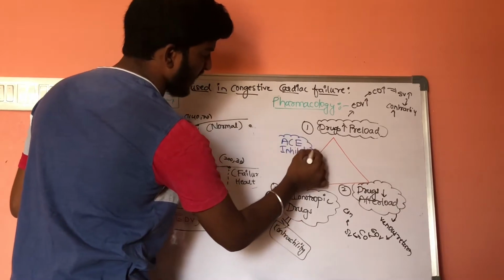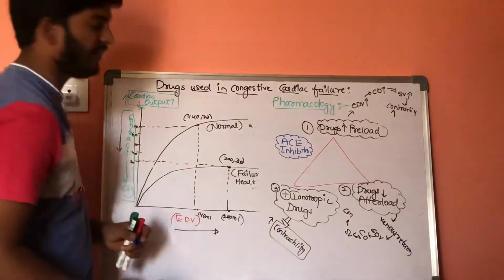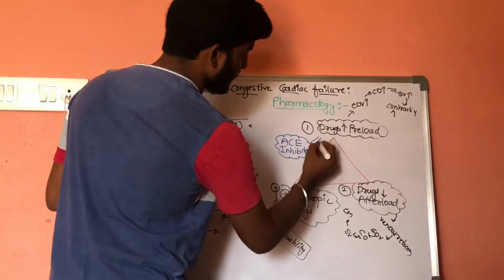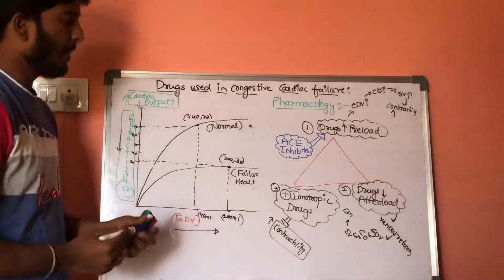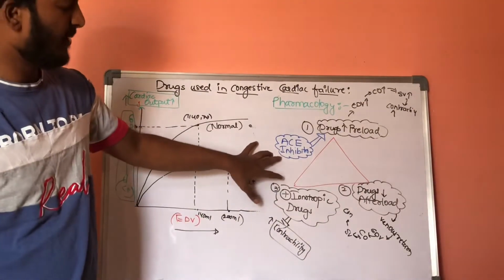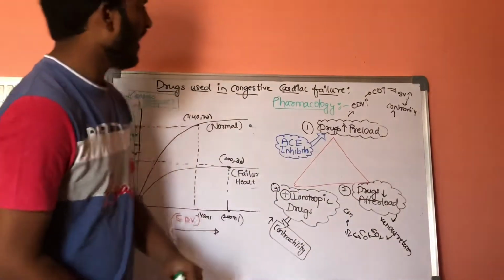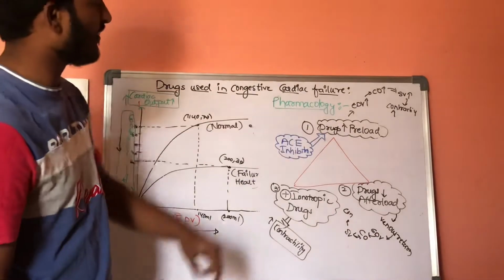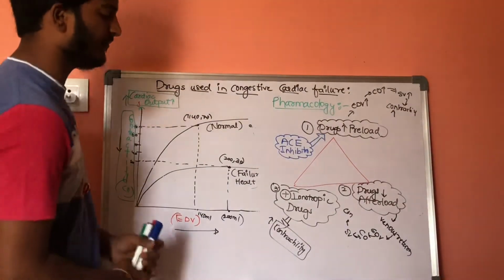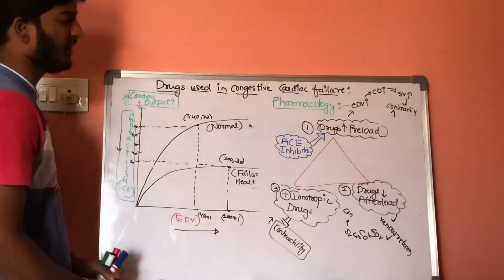These are the special class of drugs which are used in congestive cardiac failure, and these come under the drugs which increase the preload. Angiotensin converting enzyme inhibitors are drugs which increase the preload, and these are also a special class of drugs which can be administered in case of congestive cardiac failure. Now this is about the basics of pharmacology.